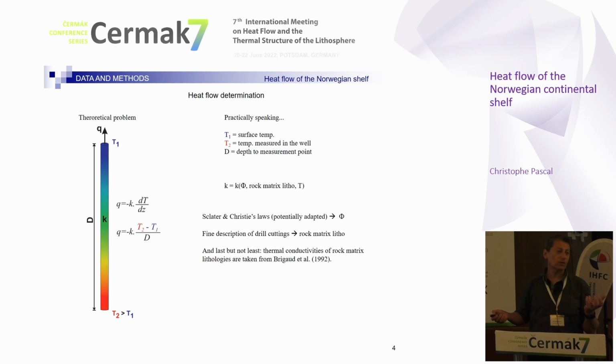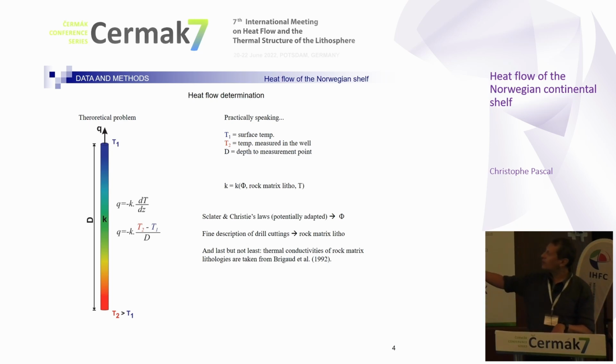One temperature is, of course, the surface temperature that, well, we don't have, but we can estimate quite easily, normally. And another temperature might be one temperature measured in the well, a good one, preferentially. And the distance, of course, is the depth to the measurement point in the well. We can do it. Basically that's what you find in most databases.